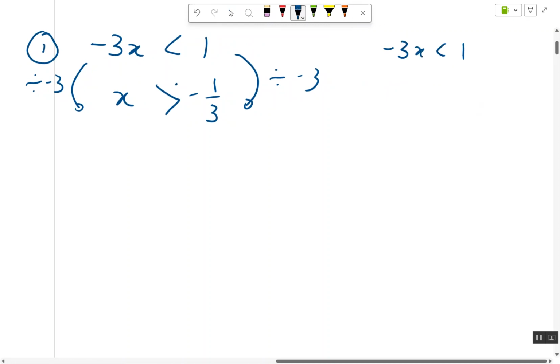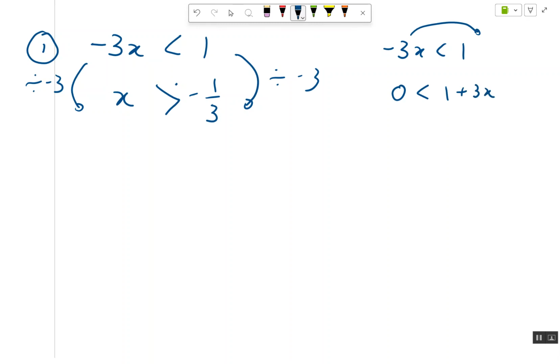By right I cannot change the sign. I'm moving this over to this side, so I will have 0 less than 1 plus 3x. Then I move the 1 to the left side, and then you will realize that x is greater than negative 1/3, which is the same as this when you flip the sign if you divide or multiply by a negative sign. So the first concept, remember, when you divide or multiply by a negative sign, then you have to flip the sign.